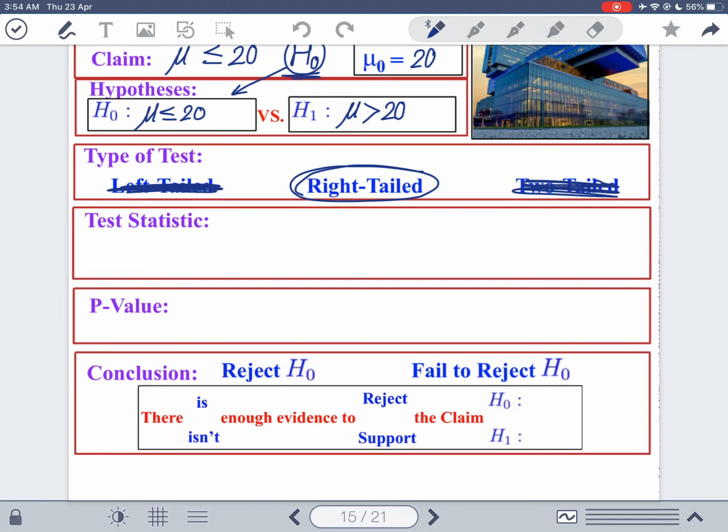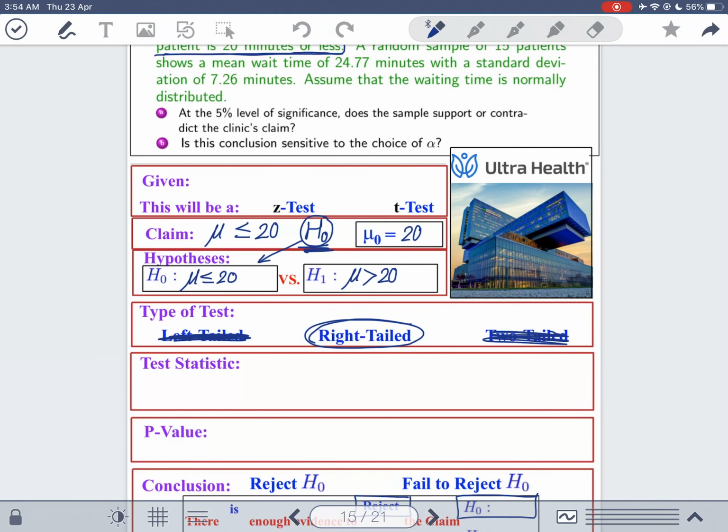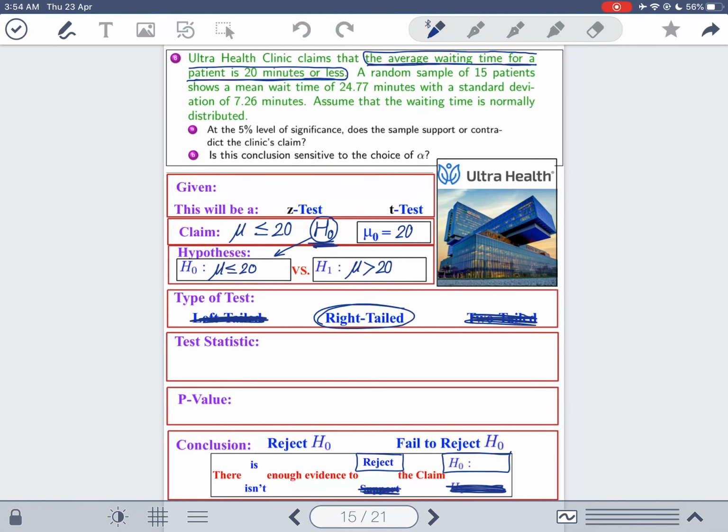And remember, your claim is the null hypothesis. So this is my claim. And so I know that I will choose reject. Not that I'm rejecting it, but when I write the statement for the conclusion, I will say either I have enough evidence to reject, or I don't have enough evidence to reject it. Okay, good. We're almost done, believe it or not. We didn't even write any of the given yet, and we were able to finish like half of this page.